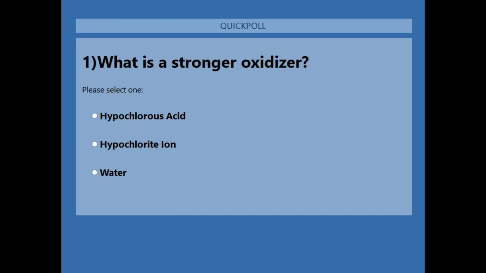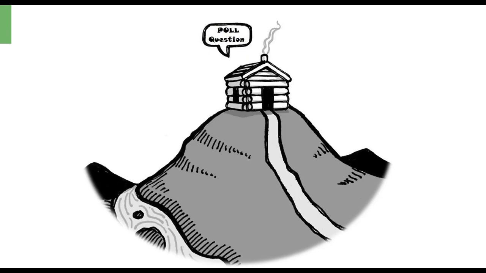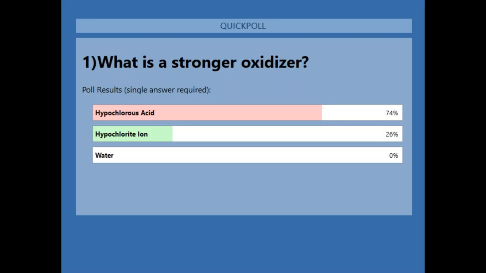So what is a stronger oxidizer? Hypochlorous acid, hypochlorite ion, or water? And the answer is A, hypochlorous acid.